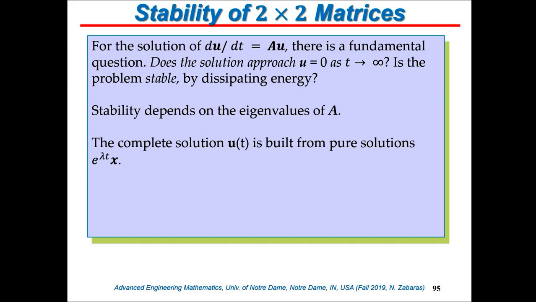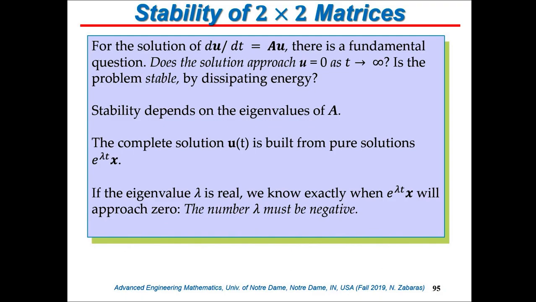So for sure, to have a system approaching 0, lambda needs to be negative, or, if lambda is complex, you need the real part of lambda to be negative, so that e to the lambda t x approaches 0.